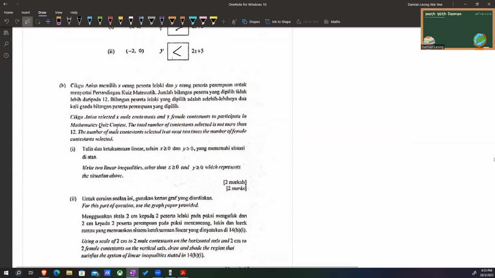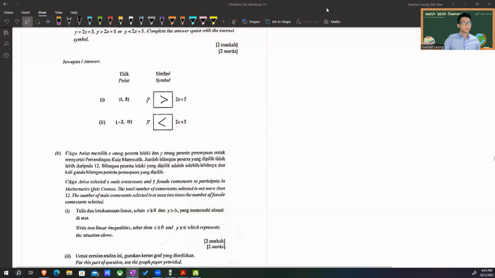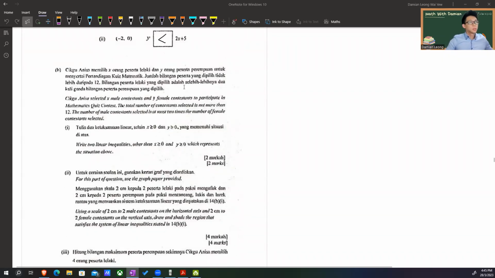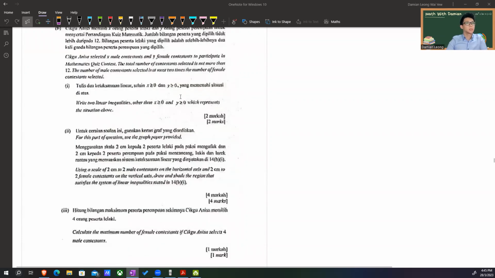Write two linear inequalities other than x more or equals 0 and y more or equals 0. Okay, so Chico and Lisa selected X male contestants and Y female contestants to participate in mathematics quiz contest. The total number of contestants selected is not more than 12. And the number of male contestants selected is at most 2 times the number of female contestants selected. So, yeah, I need to write two linear inequalities.